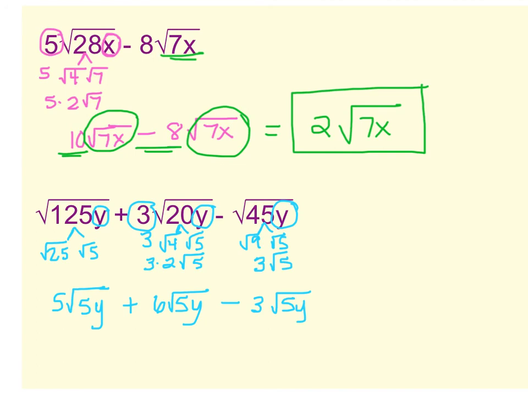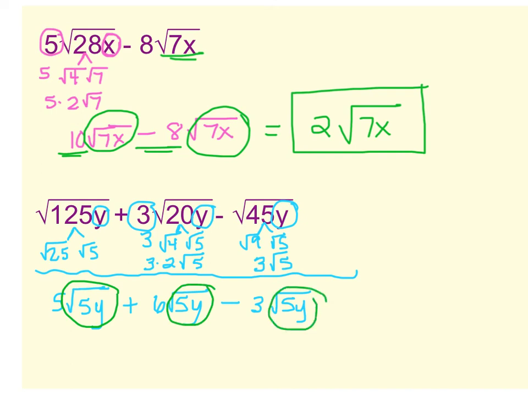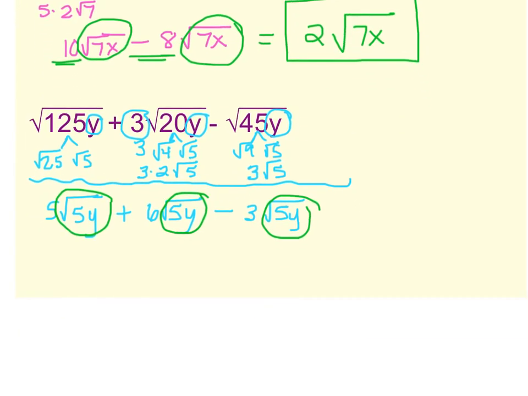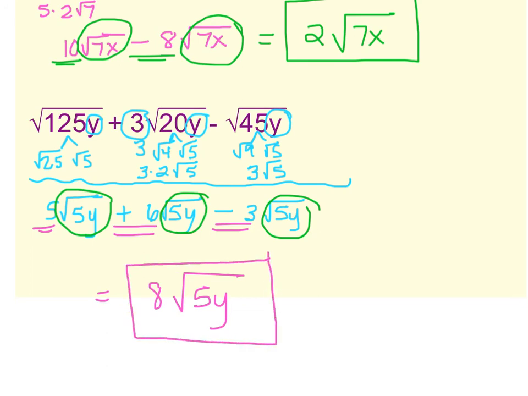All right, so I'm just going to do this a second so we can see our problem in simplest form. So do we have any like terms? You've got a square root of 5y, a square root of 5y, a square root of 5y. So we're going to put all 3 of those together. You're going to keep your square root of 5y, and how many of those do you have? You got 5 plus 6, so we're at 11, minus 3 gives us 8. So 8 square roots of 5y. And that's how you add and subtract radicals.